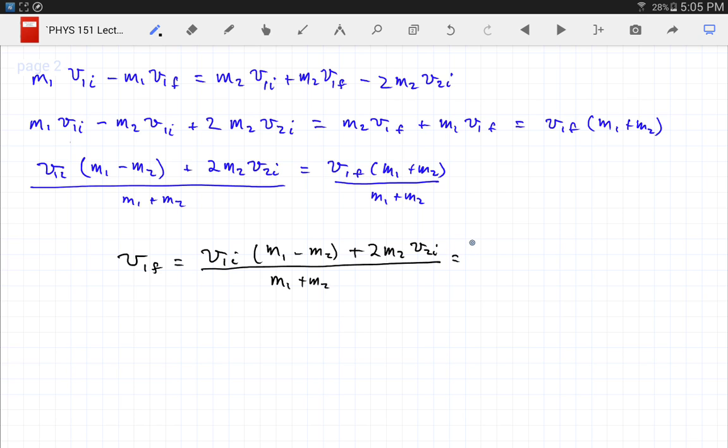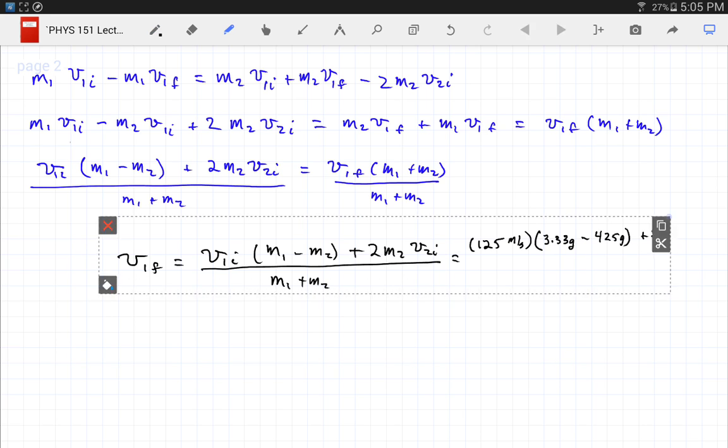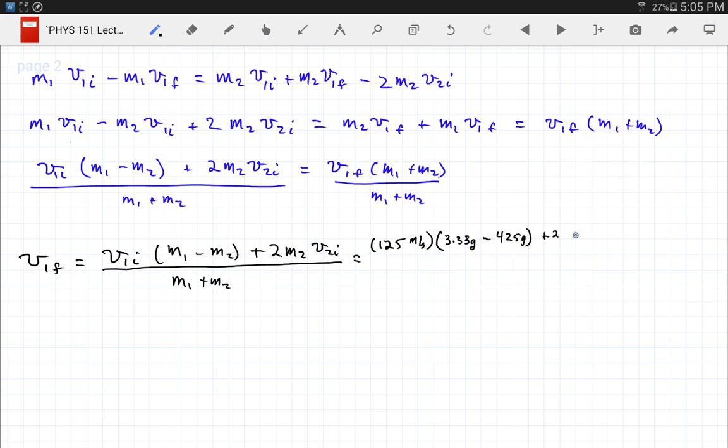Now let's put in our numbers. V1 initial was 125 meters per second times (M1 3.33 grams minus M2 425 grams) plus 2 times M2 times V2 initial, which was, I forgot how fast it was going, 2.25 meters per second, all divided by 3.33 grams plus 425 grams. I moved this over because I did not give myself enough space.